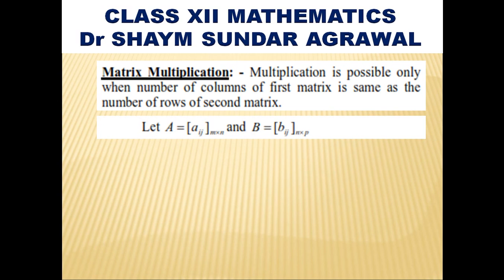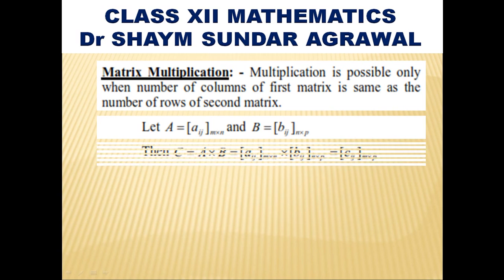Here n is the number of columns. So if you multiply A and B, that is possible only if the number of rows of the matrix B is also n. So let us take B as a matrix of order n cross P. M and P may be different or equal, no harm, but the number of columns of the first matrix is the same as the number of rows of the second matrix. Then their product is again a matrix. Let us call it C.